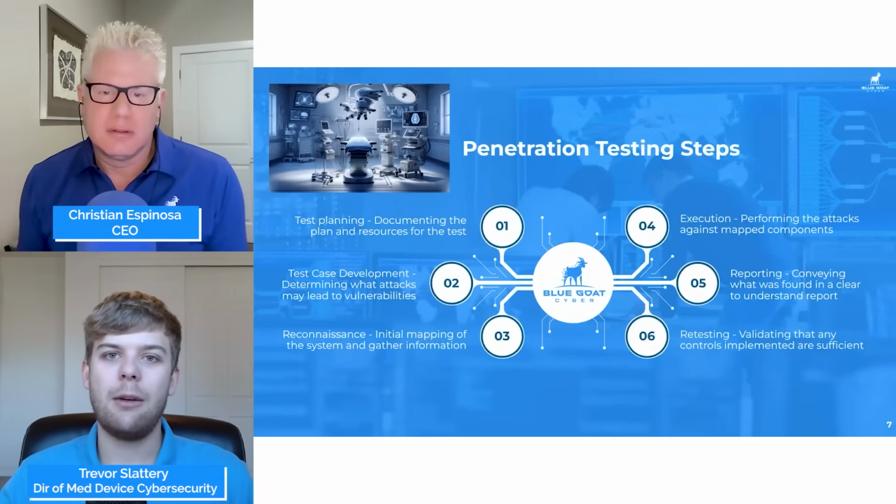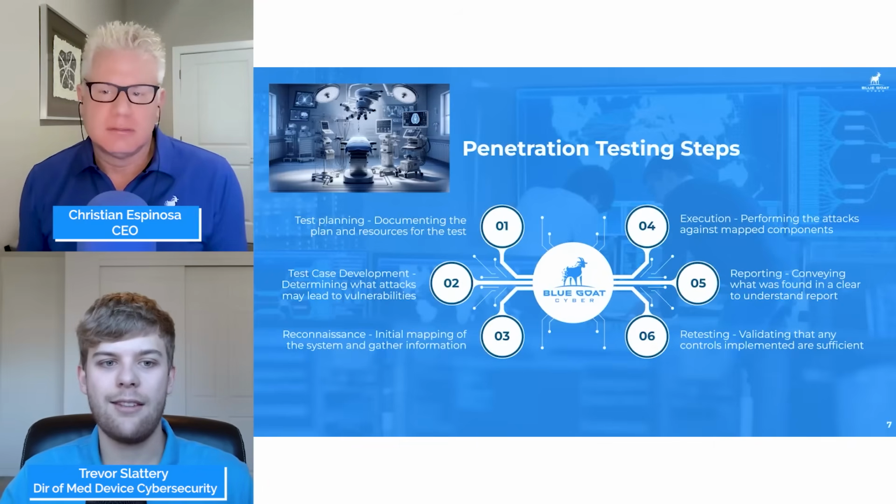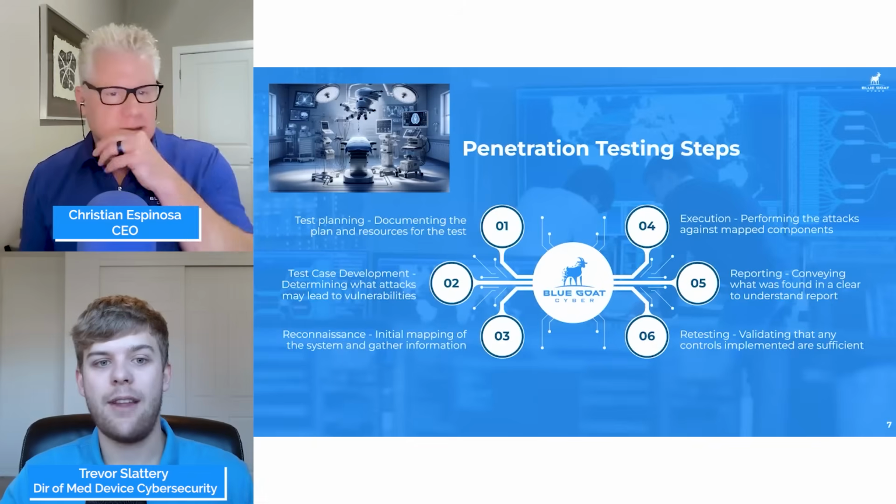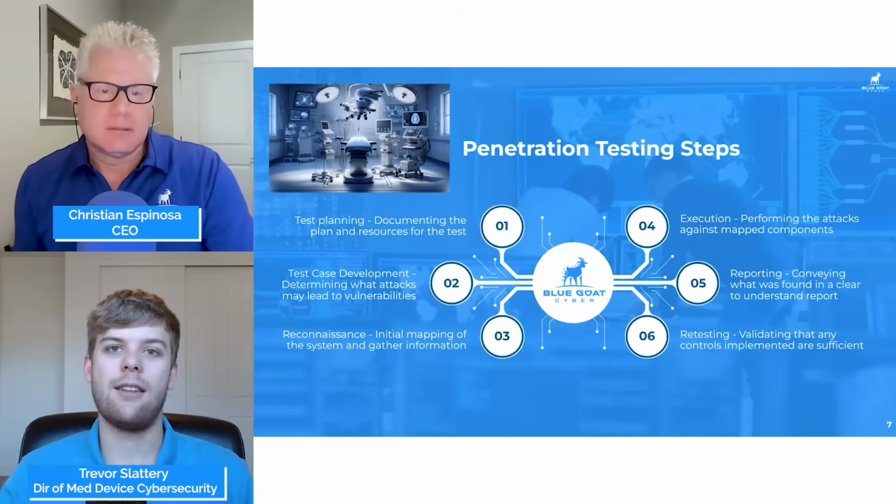All right, now we'll look a little bit about the sequential order of a penetration test. So, of course, the first thing is we're doing that test planning. We're getting the plan and the resources for the test. That stems us directly into that test case development. So, determining what we can do that can lead to vulnerabilities. And then the first step of the actual test is going to be that reconnaissance.